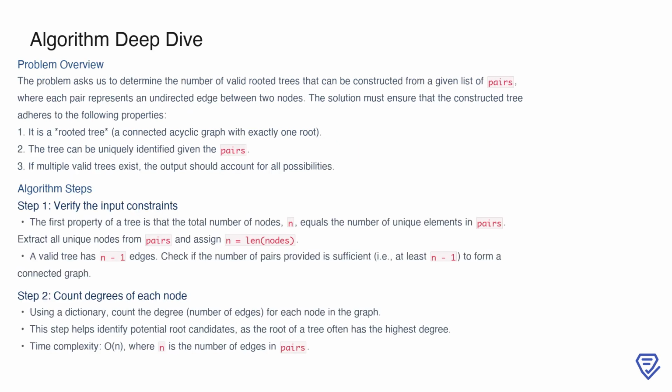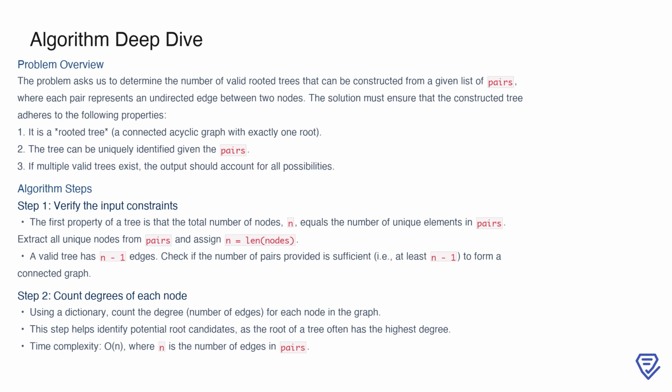In this problem, we need to determine the number of valid rooted trees that can be reconstructed from a given list of pairs, where each pair represents an undirected edge between two nodes. A valid tree must satisfy three key properties: it must be a connected acyclic graph with exactly one root, it should be uniquely identifiable from the given pairs, and if multiple valid trees exist, we need to account for all possibilities. To solve this, we can break the process into clear steps.